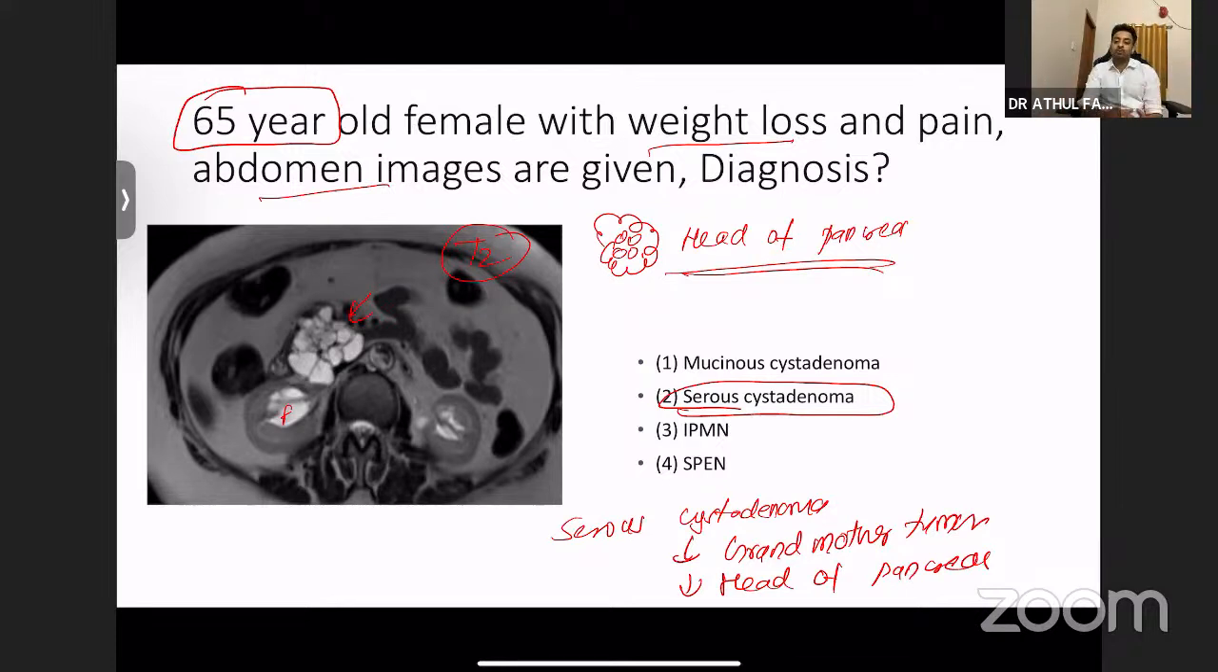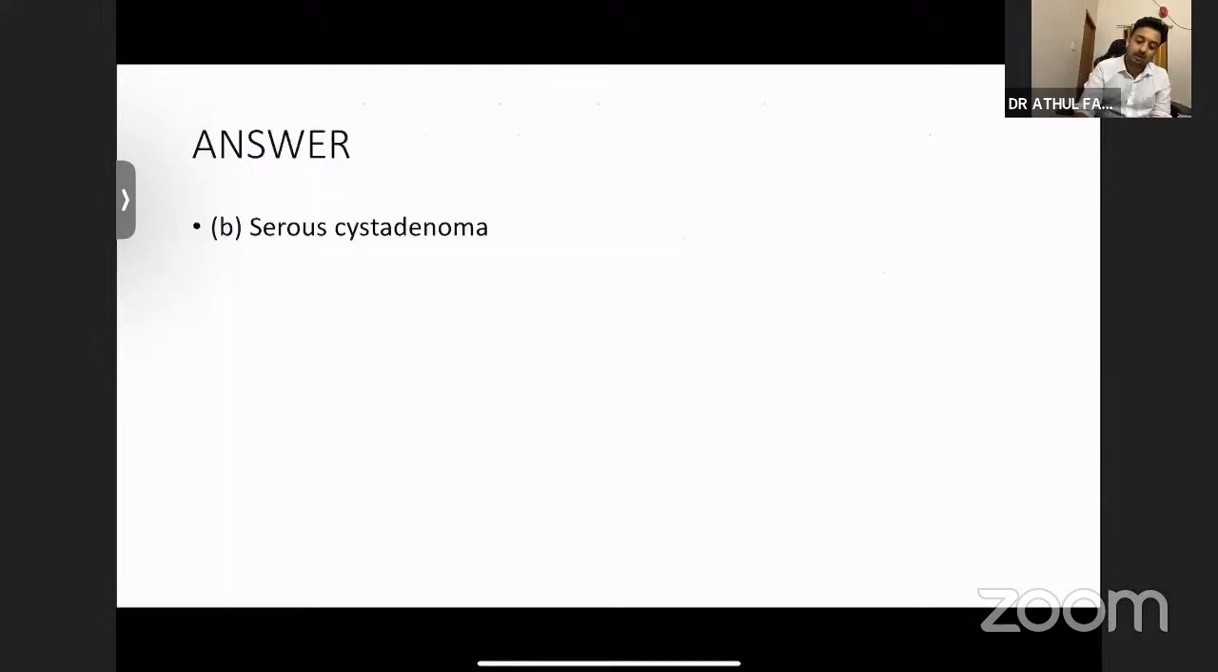From the question itself, you can make the diagnosis because the patient is 65 years old. When a grandmother comes to you with a lesion in the region of head of pancreas, which is having multiple cystic appearance like this, see, multiple septations and cystic appearance, this is serous cystadenoma of pancreas. That is also known as the grandmother tumor.